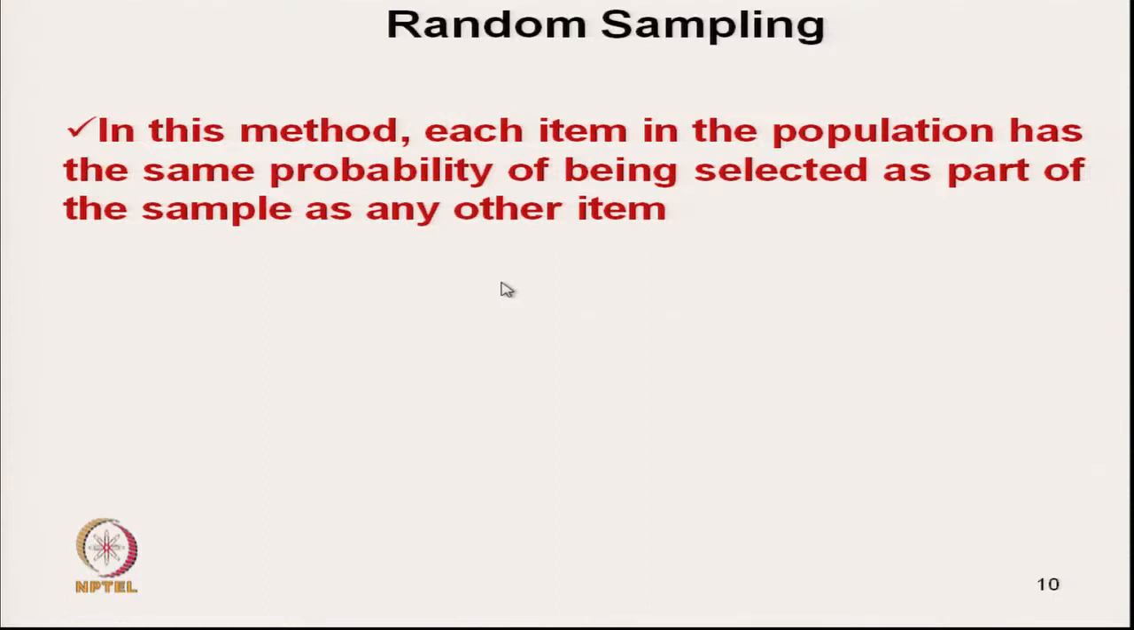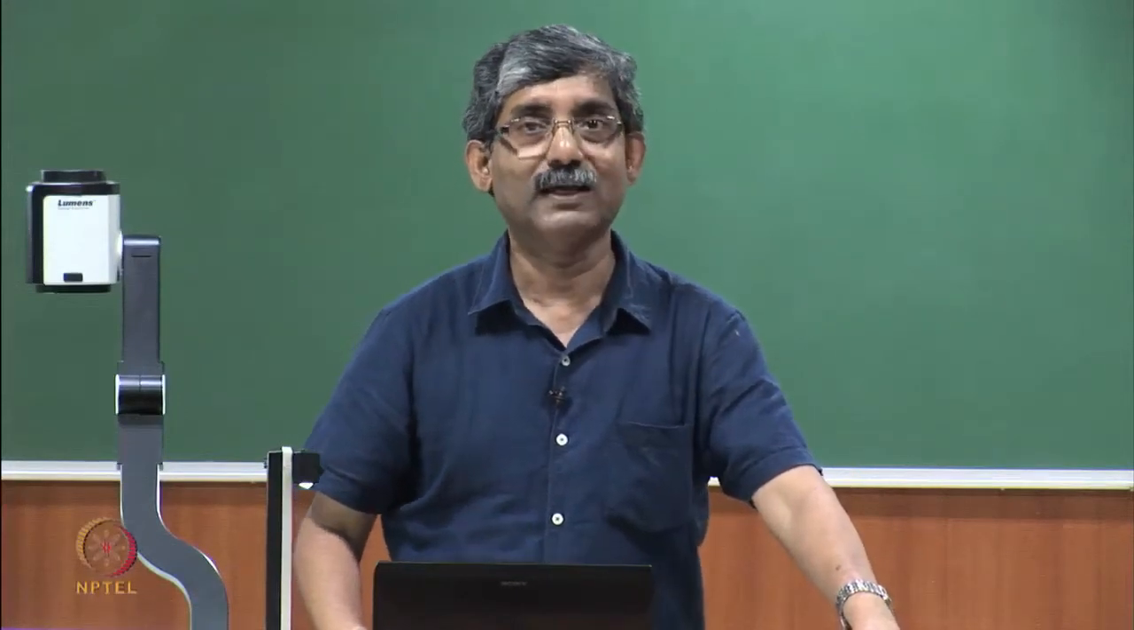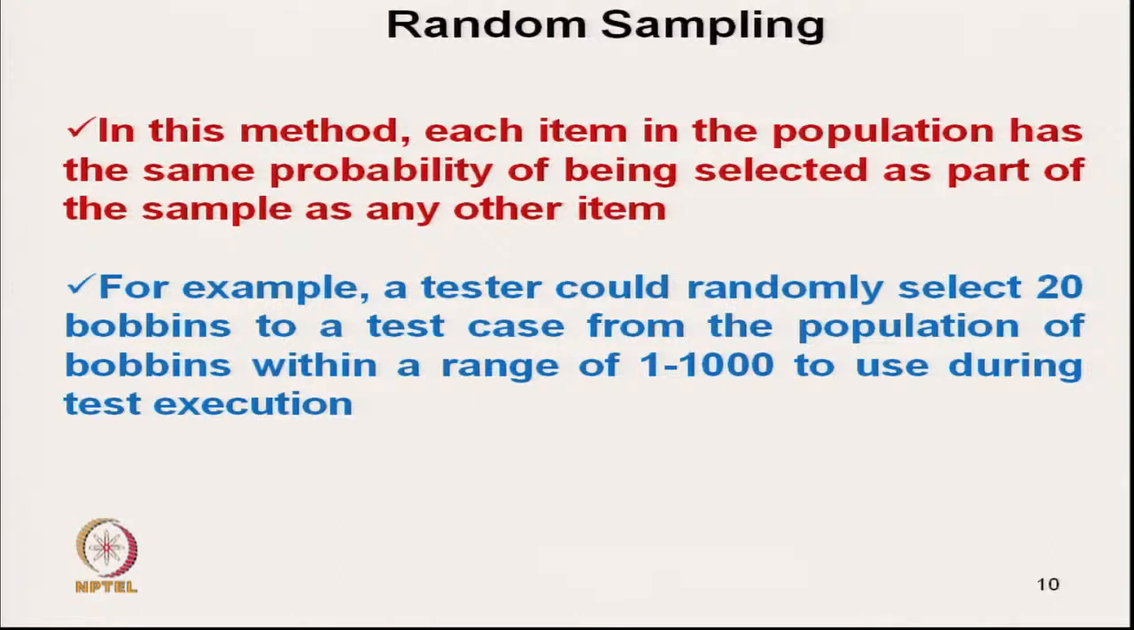Random sampling is based on random number generation. In this method, each item in the population has the same probability of being selected as part of the sample as any other. So, they have an equal opportunity of being selected. For example, a testing person could randomly select 20 bobbins from a population of bobbins numbered 1 to 1000. So, 1000 bobbins are there, and he has to select only 20 bobbins to execute some testing.